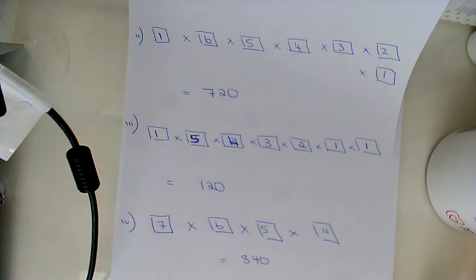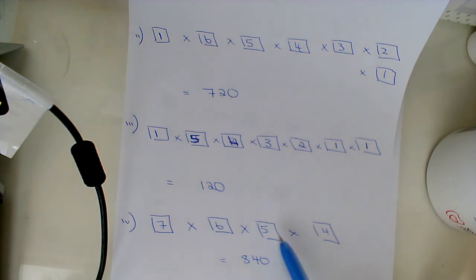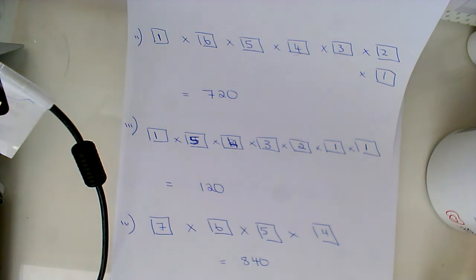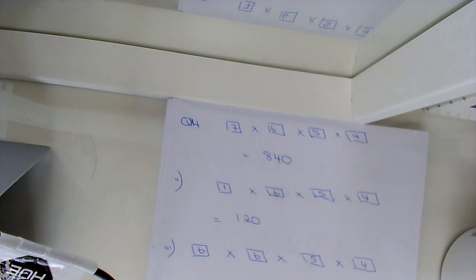Part 4 says, in how many ways can the first 4 horses come in? So I drew out 4 boxes, 1, 2, 3, 4, and I have 7 horses to choose from, so it's 7 by 6 by 5 by 4, which will give me 840.